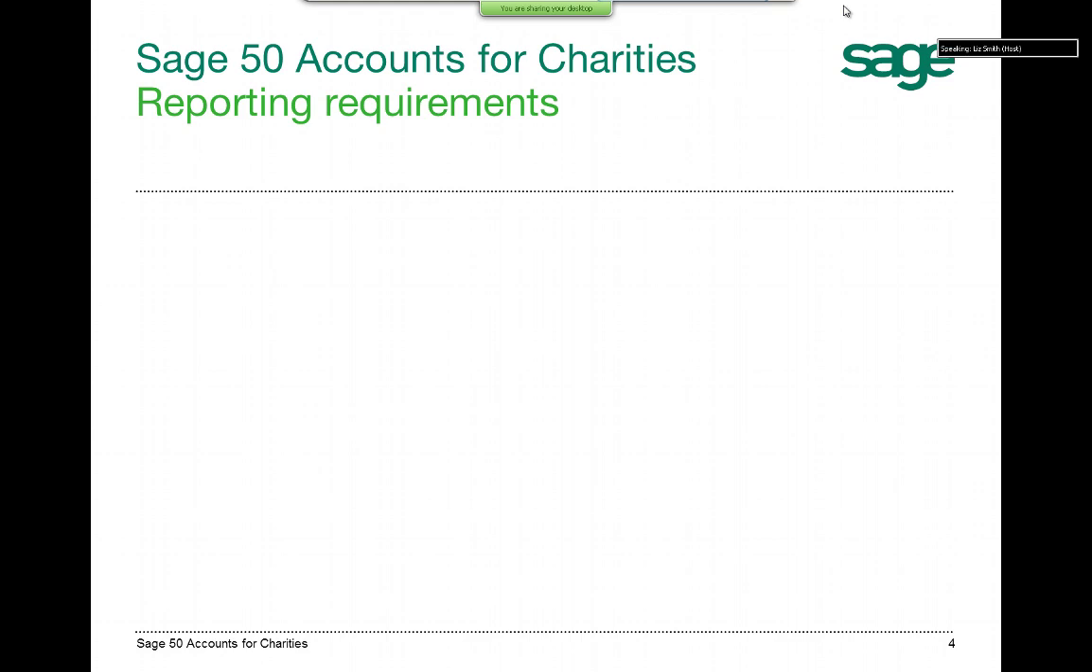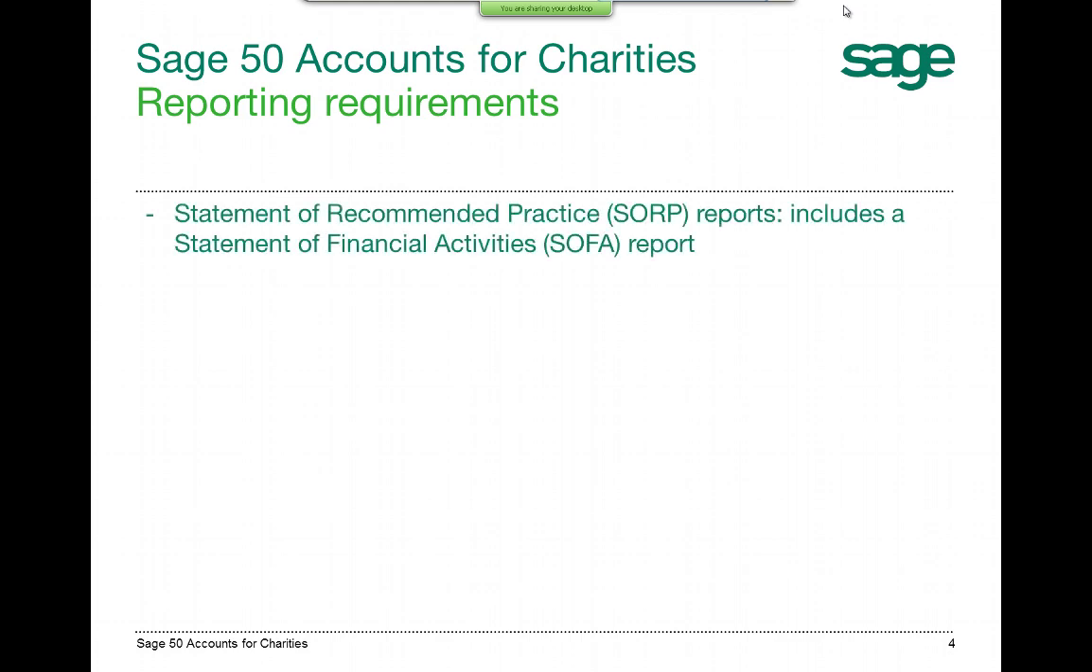So charities and non-profit organisations need to submit Statement of Recommended Practice reports. So the charities option includes a Statement of Financial Activities, or a SOFA report, which you can then use to analyse the income for the charity and also the expenditure for each of the SOFA categories.